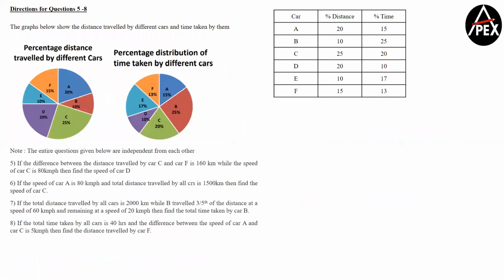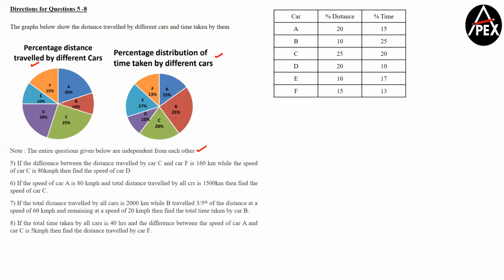Now, coming to the second question. The graph below shows the distance traveled by different cars and the time taken by them. This is distance traveled, this is time taken. I have made this pie chart into a table, with percentage distance and percentage time. The questions given below are independent from each other. The details given in the fifth question are related only to the fifth question, and for the sixth, it is only related to the sixth.